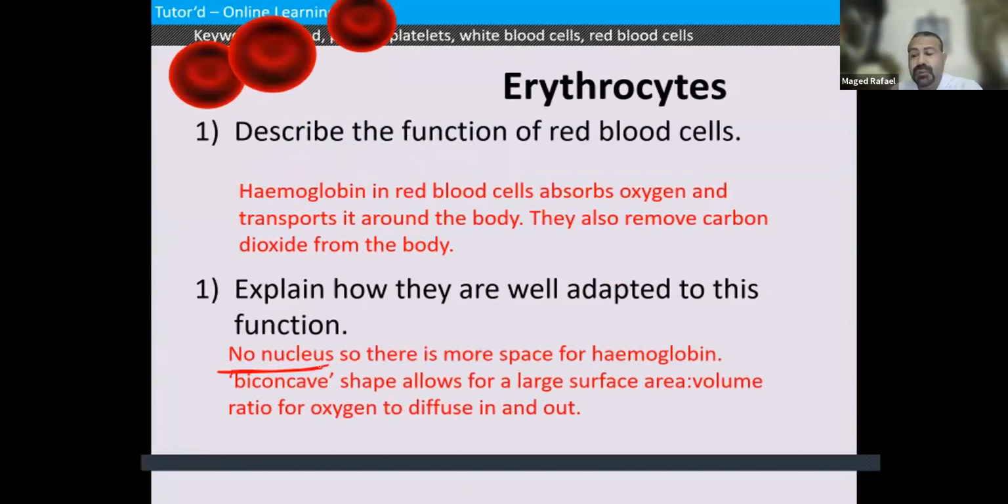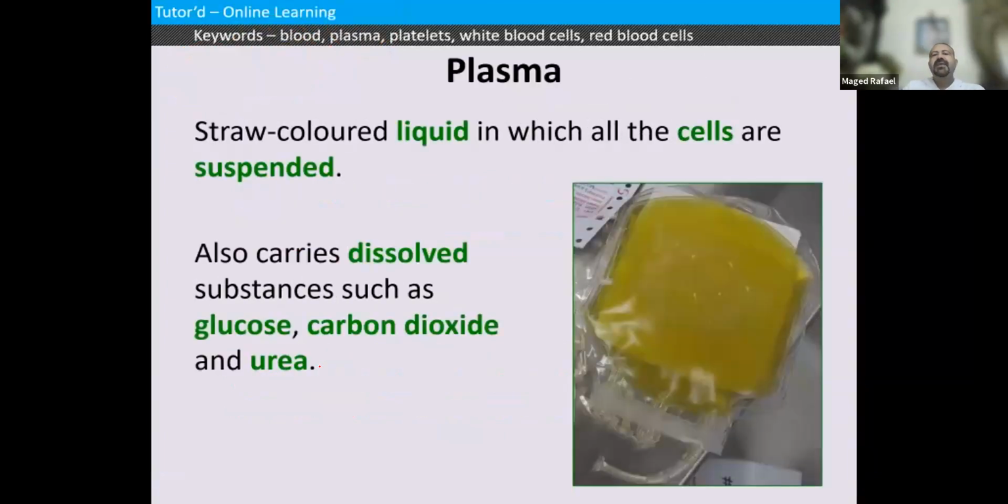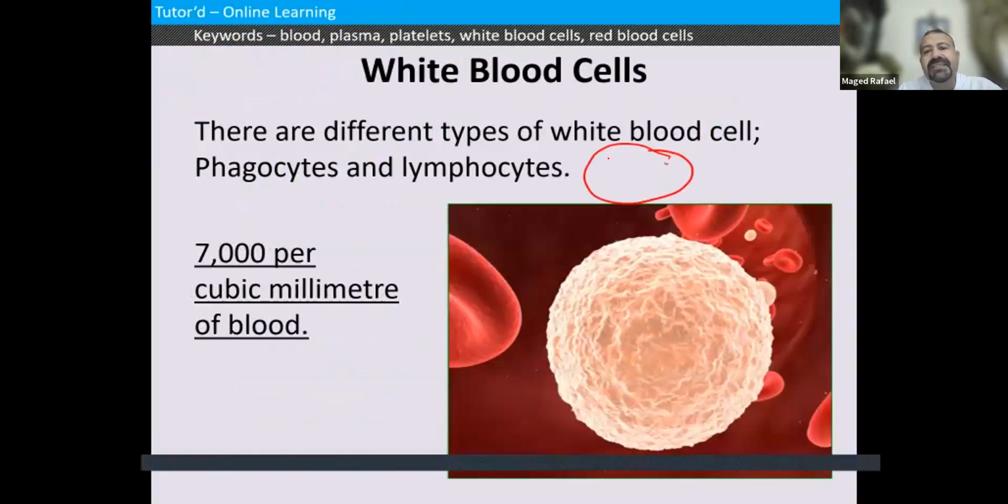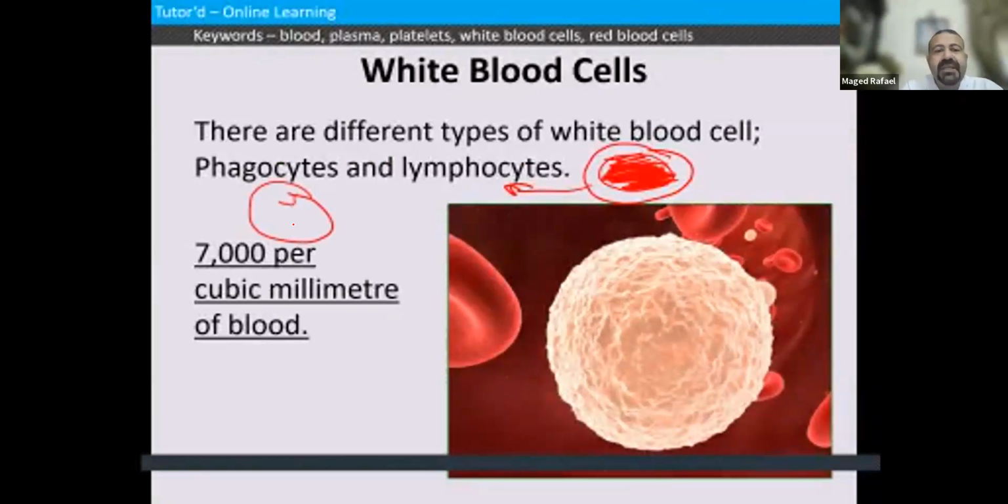Could you please take a photo of this slide? This is the plasma part. As I told you, there is no need to explain anything in this slide. The white blood cells are of different types, phagocytes and lymphocytes. It is very important to know that white blood cells have a nucleus. If it is a big, large nucleus like this, it is a lymphocyte. If the nucleus is lobed like this, it is a phagocyte.